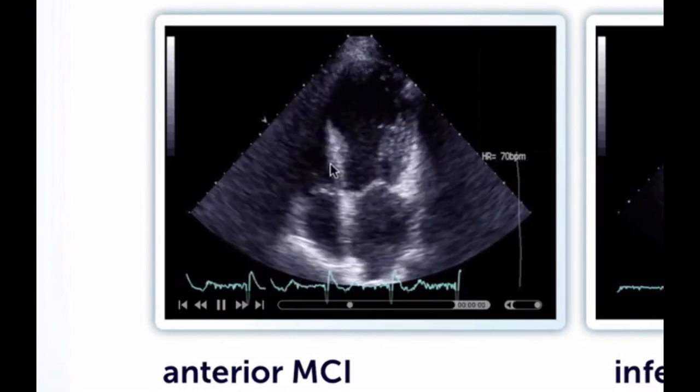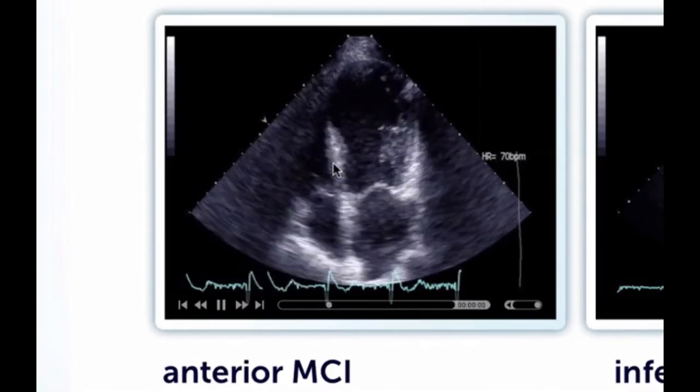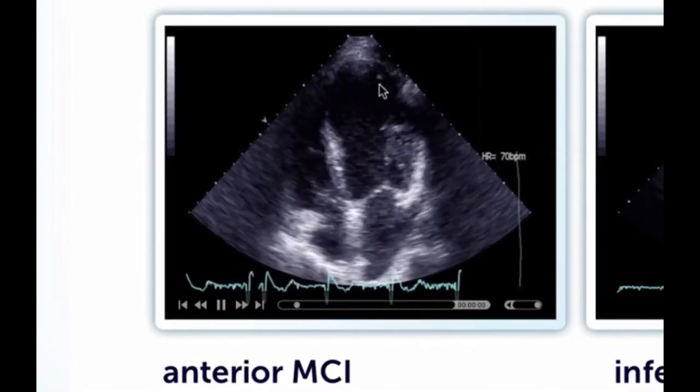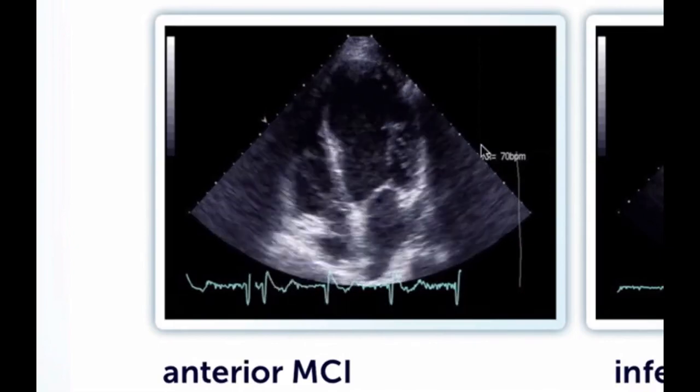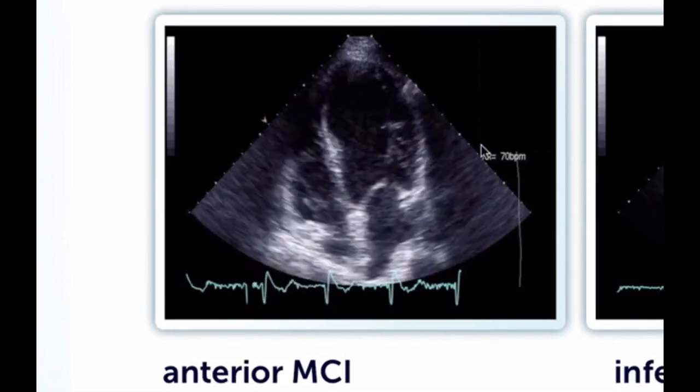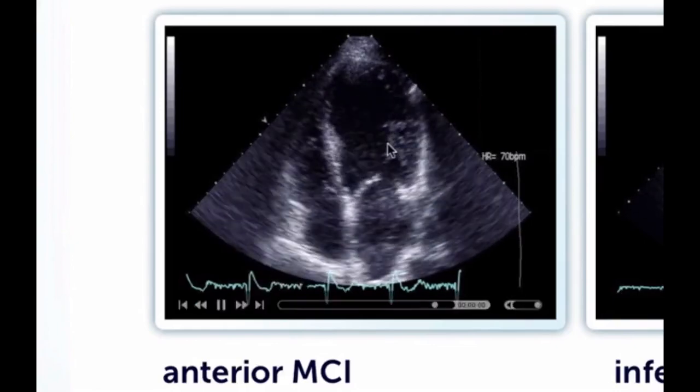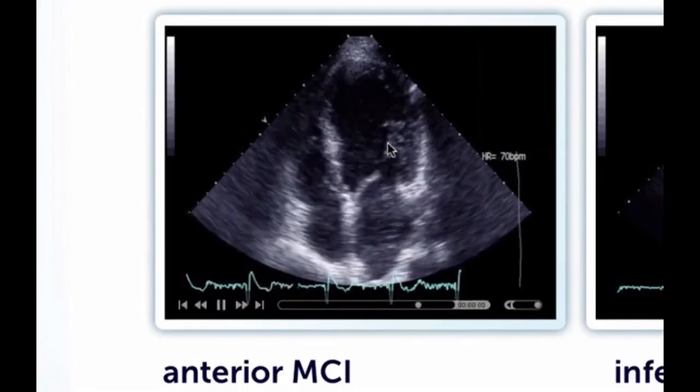So when we look at regional wall motion abnormalities, we also have to look at comparison between different segments. And this is a very nice example which shows you that we have different degrees of wall motion abnormalities in one image, in one four-chamber view.